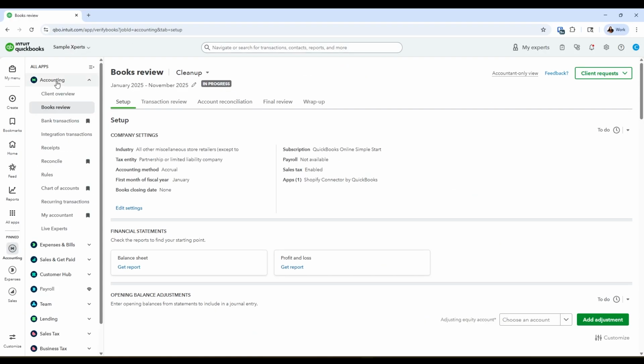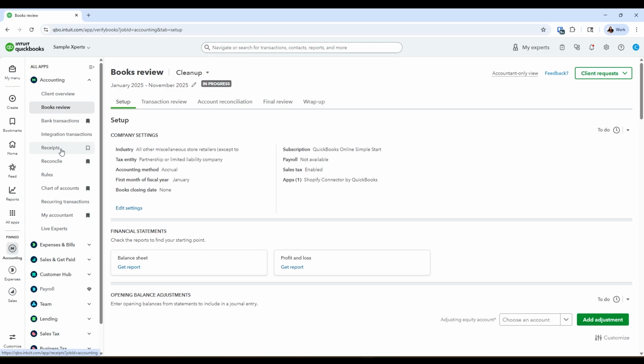Okay, so the first part that we want to know is accounting. You can get there in different ways, either on the top or under apps accounting, and here you'll be able to see all the tools that you had before on the left-hand side menu. One of them, starting for accountants, you see books review or client overview. For you who is a business owner, bank transactions, so that you can categorize all transactions. Integration transactions, which is Square, Shopify, and Amazon. So everything is going to be in here.